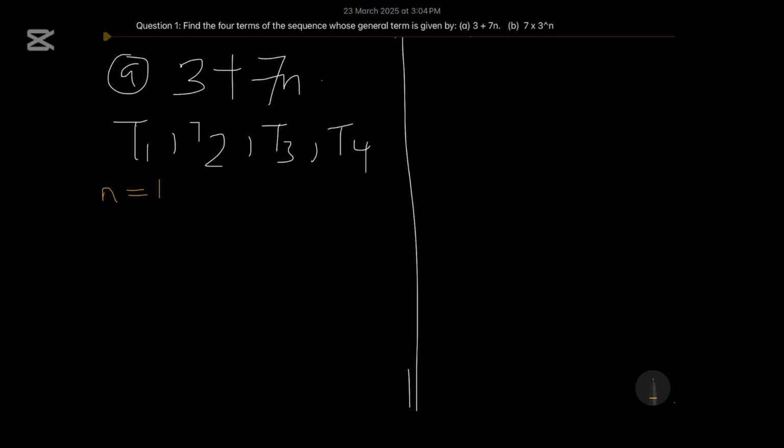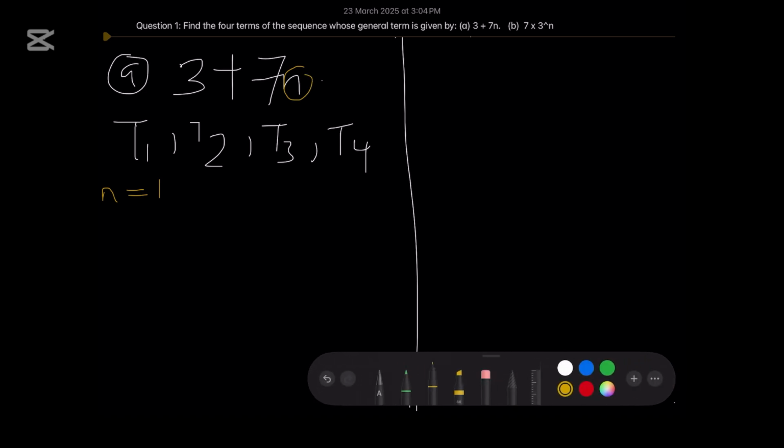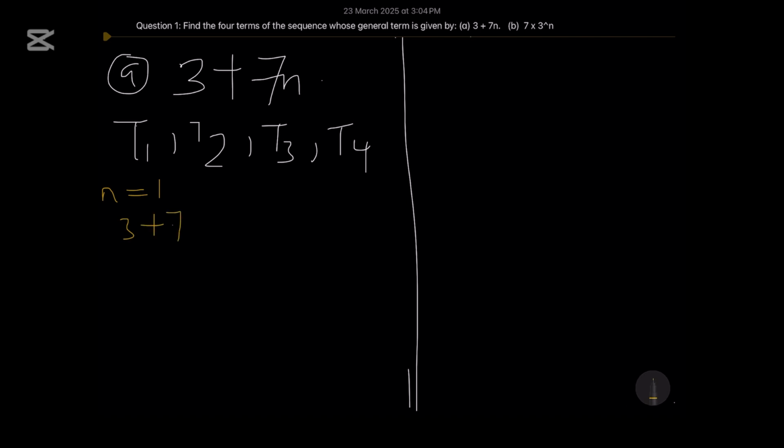So let's generate. Anywhere we see n, put what? Put 1. Anywhere we find n here, we put 1. So we have 3 plus 7 bracket 1. That is for our first term. So our first term will resolve to 3 plus 7, which is 10.